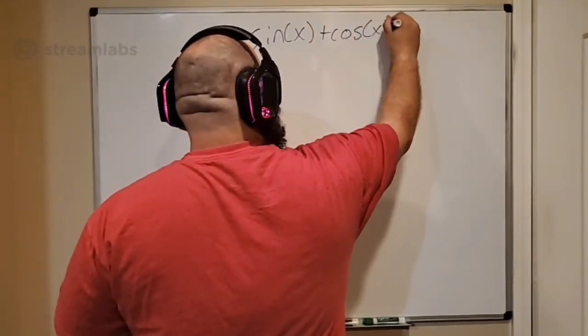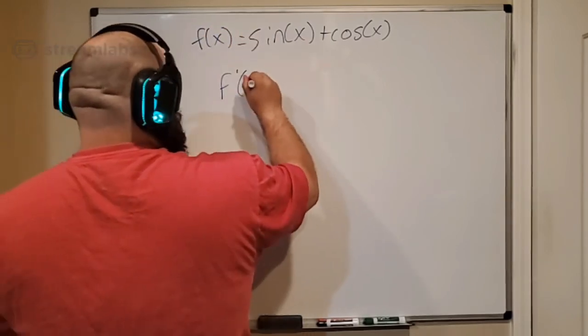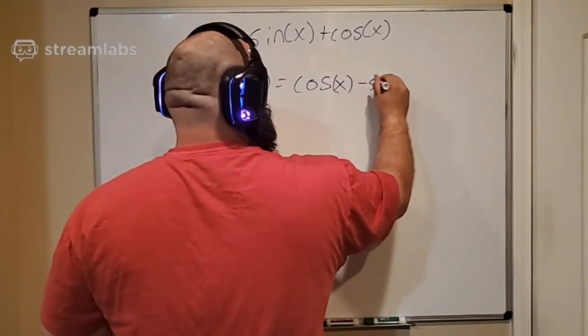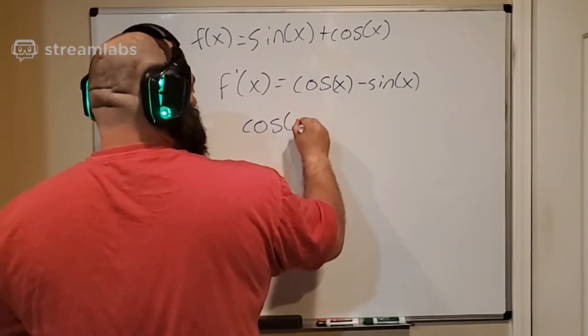So when you take your derivative, everybody should be able to get the derivative part right. So you should get cosine x minus sine x. Now the hard part, for most of you, is when you set this equal to 0.